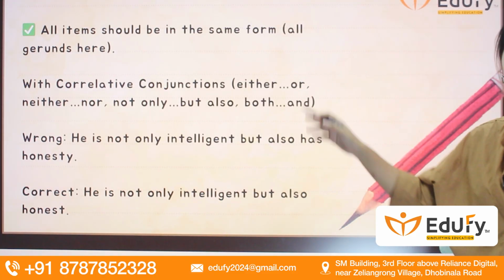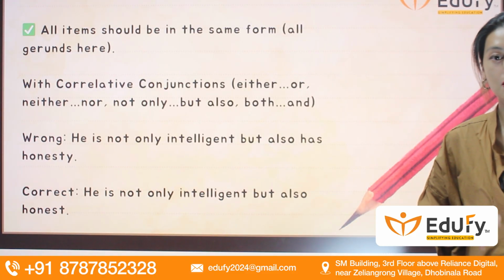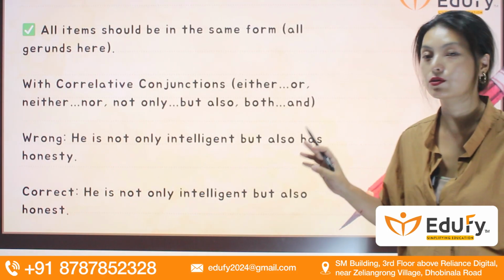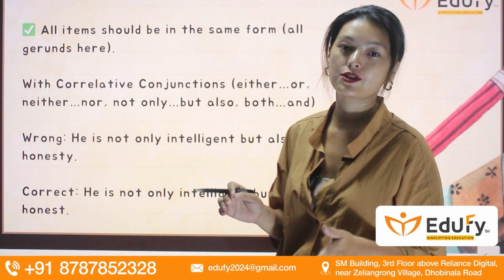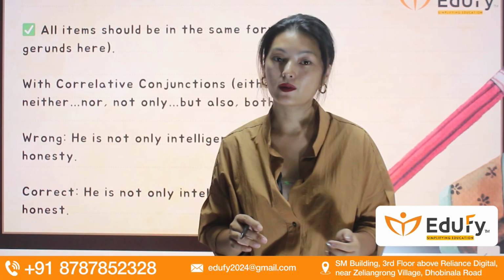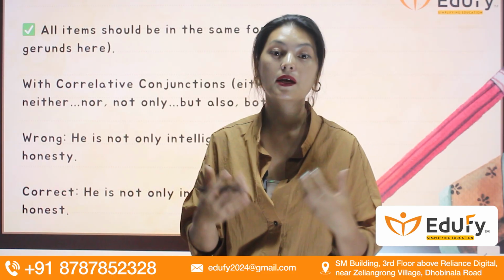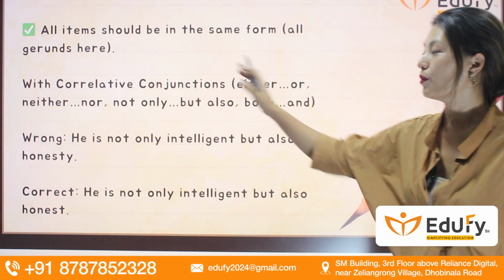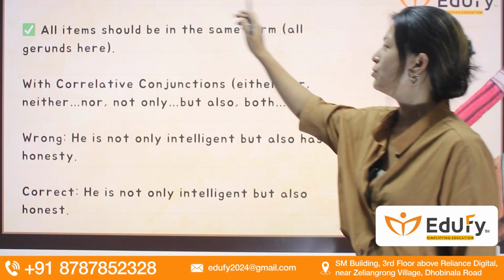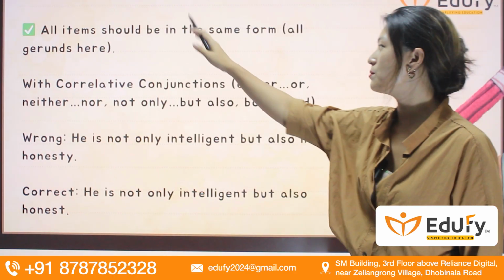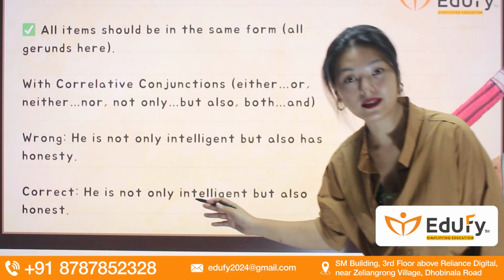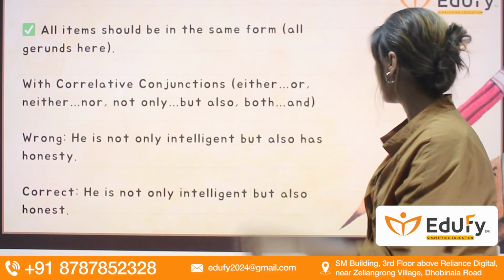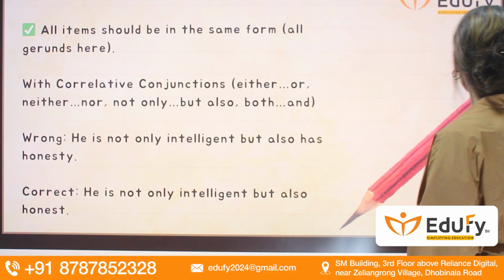That means when we have correlative conjunctions in the sentence, such as either or, neither nor, not only but also. If you don't know what correlative conjunctions are, they are joining words that come in pairs. When you have these, you have to see whether all the items are in the same form within the sentence when they are joined by a correlative conjunction. Now let's take a look at the first sentence here.